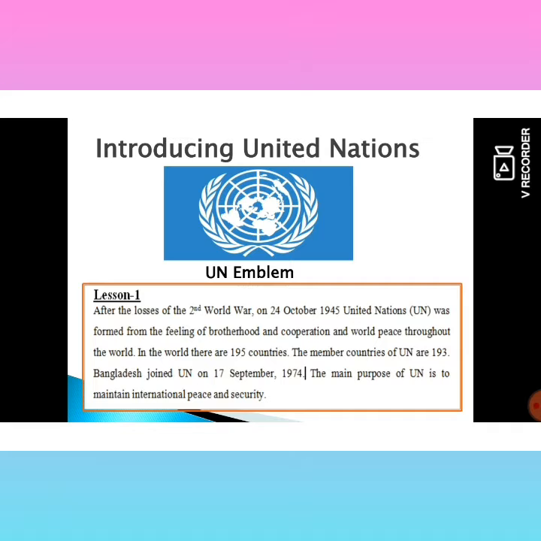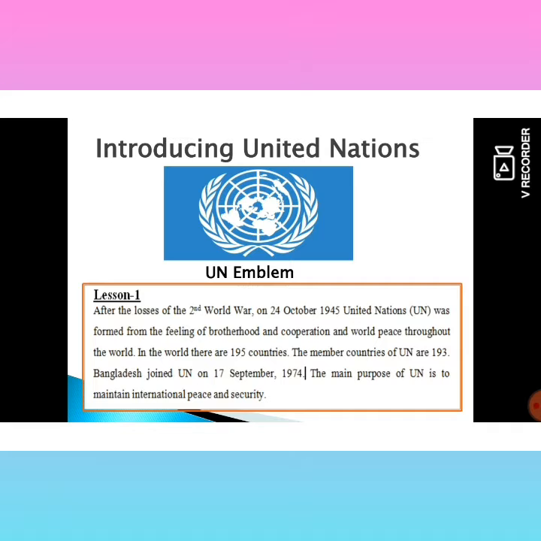In the world there are 195 independent countries. Total independent countries 195. But the total member countries of UN are 193. 2 countries are not members of United Nations: one, Palestine, another Vatican City. Other 193 countries are members of United Nations.